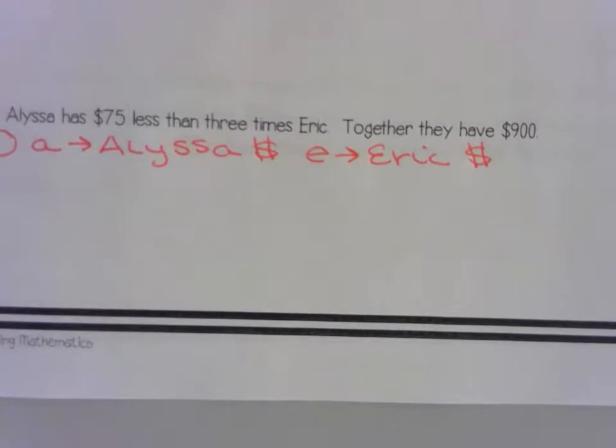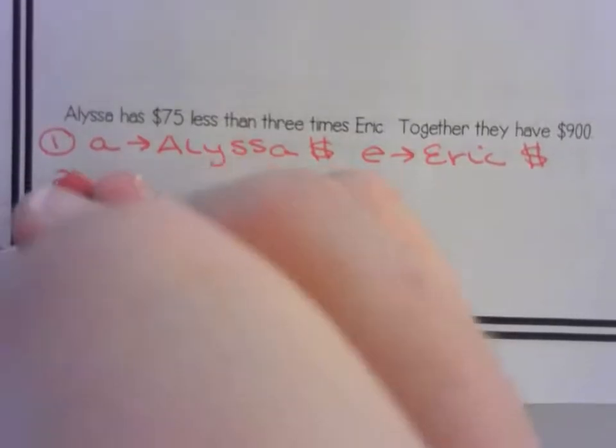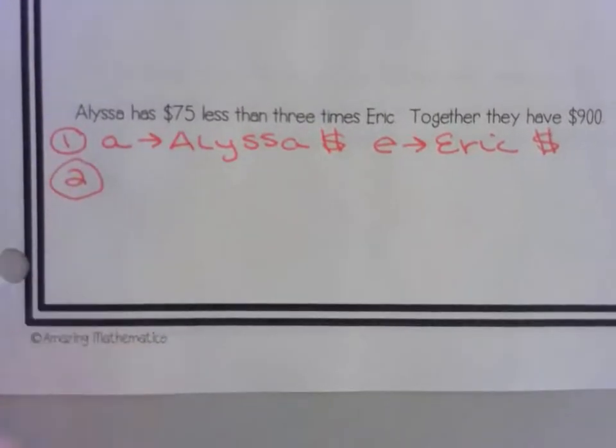Okay. So as I look at this, you can use A and E, it doesn't matter. You can use X and Y, it doesn't really matter. Now let's set up my 2 equations. That's the hardest part with this, trying to set up my 2 equations. So step 2, Alyssa has $75 less than 3 times Eric. Is that y equals or not? No, because we're using A and E. So, A equals then? Okay, Alyssa has, which means A equals.